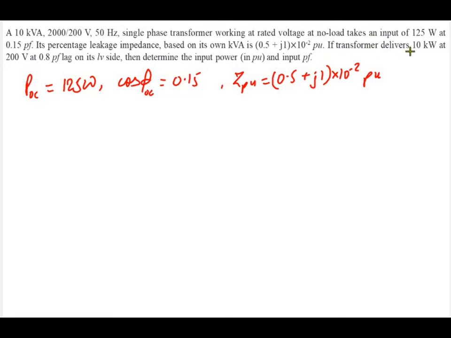Now if transformer delivers 10 kilowatt at 200 volt at 0.8 lag on its LV side. So now it's given in the question that load is connected on the LV side, that is at 200 volt. So the primary side will be 2000 volt. Okay. Now then determine the input power in per unit and input power factor. So we need to calculate two quantities, input power, that is P1, and the second one is input power factor, that is cos I1. These two things we need to calculate. Okay, so let us solve this question now.